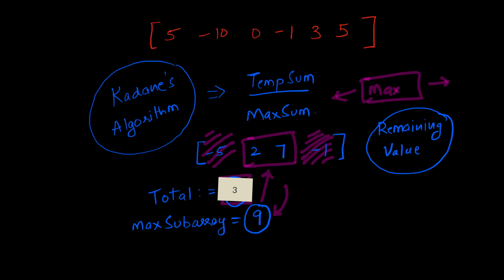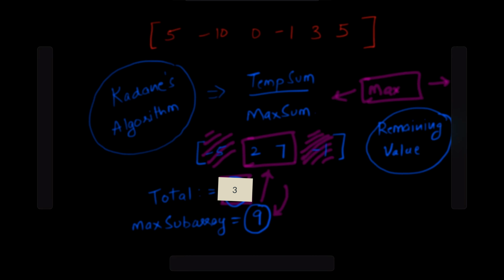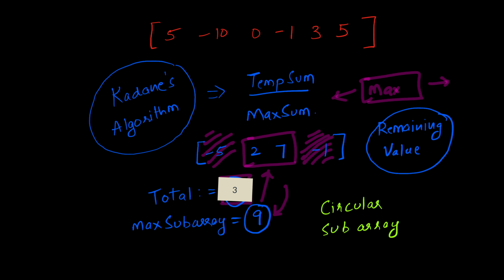Now assume the subarray at the center gives us the minimum total of a subarray. So all of the elements to the left and the right side of it, which constitute the circular subarray, will give us the maximum total of a subarray. So using the combination of the subarray in the center and the total value of all of the elements in the array, we can calculate the total of the circular subarray. Let me explain this using an example.